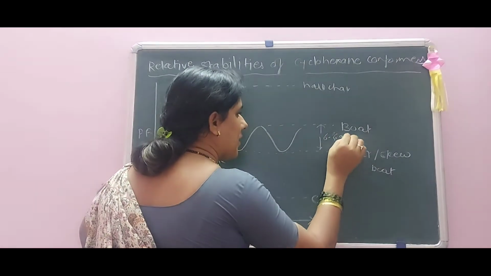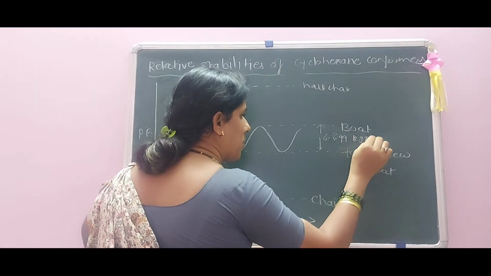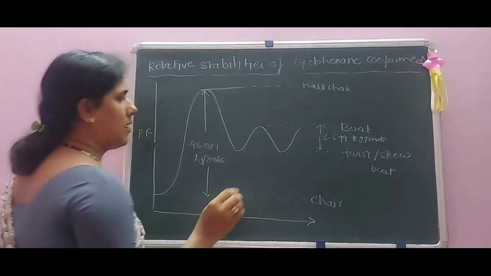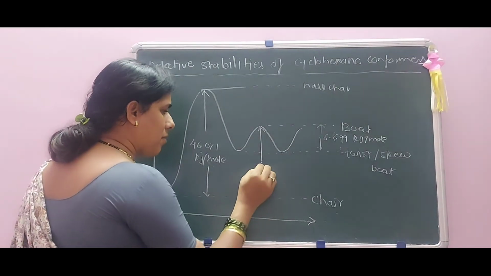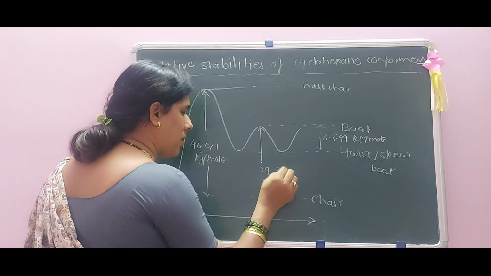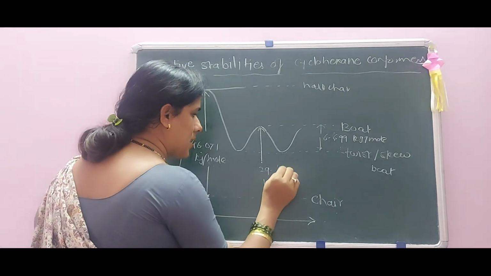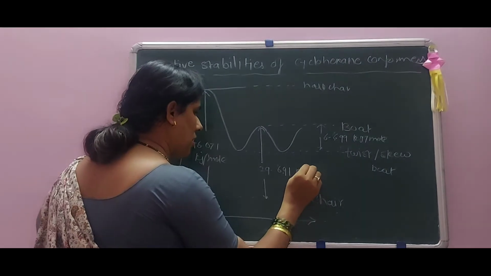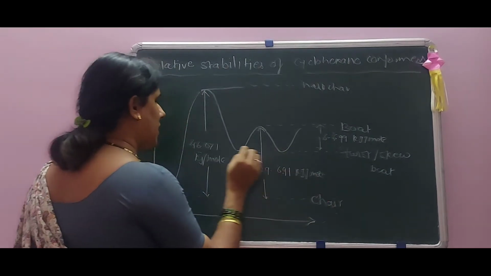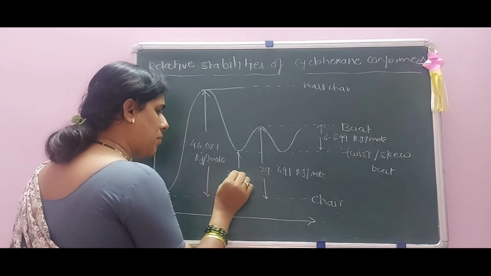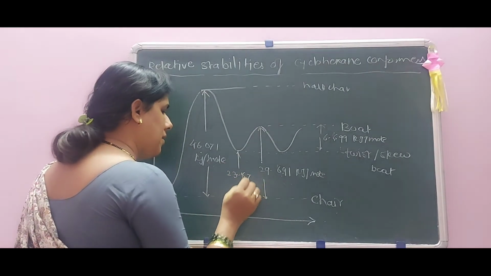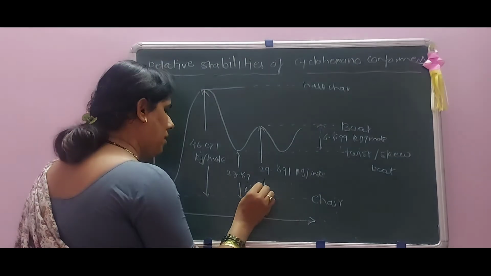6.69 kilojoule per mole. As far as this energy is to be considered from the chair form, that is equal to 29.691 kilojoule per mole, and from this that is equal to 23.67 kilojoule per mole here.